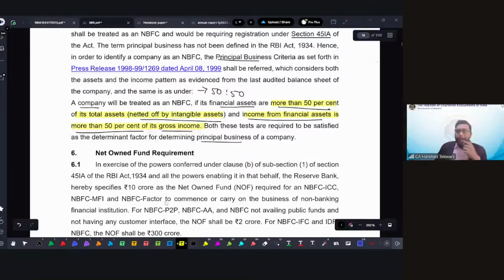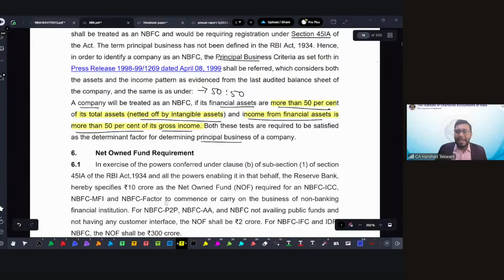Now, why are we reading about the principal business? Because in order to get a registration, principal business is required to be met. This 50-50 criteria is required to be met. You cannot say that, okay, my principal business is not of NBFC and still I'm going for a registration of an NBFC. No. So this principal business test is compulsory to meet the requirement of NBFC.